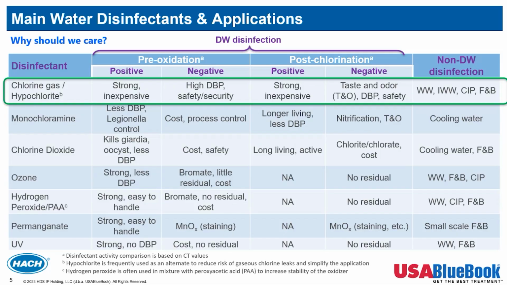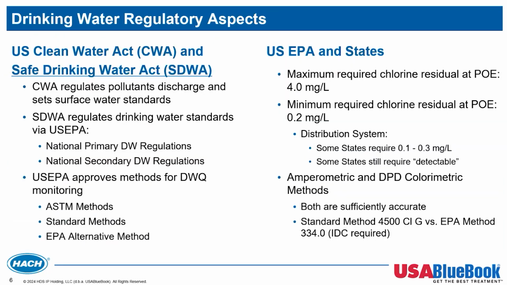And besides drinking water disinfection, as it's listed here in this main body of the table, it is widely known and used for non-drinking water disinfection processes such as wastewater, industrial wastewater, in the CIP, clean in place processes, in food and beverage, etc. So let's move on to the regulatory aspect, which is most relevant to drinking water production. And of course, we're going to be focusing on North America here, because this is where we are.